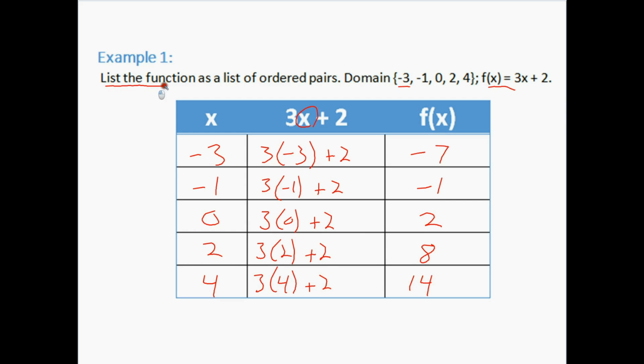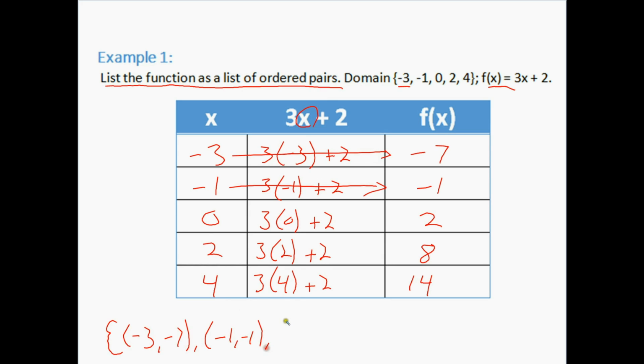And so the directions say list the function as a list of ordered pairs. So this is a function, so it's a set, and we can list our ordered pairs. So we have -3 was paired with -7. The next ordered pair is -1 was paired with -1. Then we have 0 with 2. When we plugged in 2, our x value was 2, our y value was 8. And then we had 4 went to 14. And that is a list of ordered pairs.